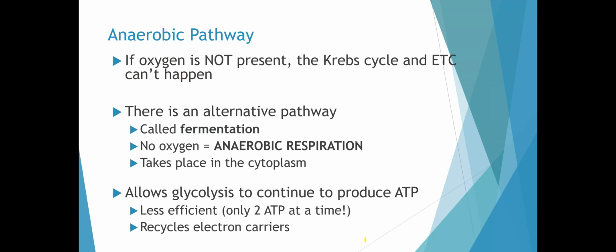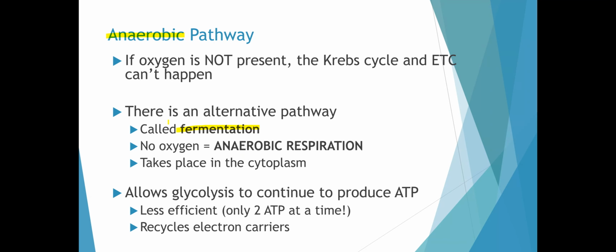Now, that was the aerobic pathway. What happens if we don't have oxygen? Okay, if no oxygen is present or available, instead there are what we call anaerobic pathways. All right, so remember that oxygen is necessary for the Krebs and the ETC to happen. If there's no oxygen, those pyruvates will not go into the mitochondria. And so instead, we have an alternative pathway known as fermentation.